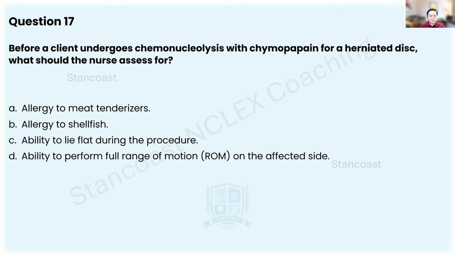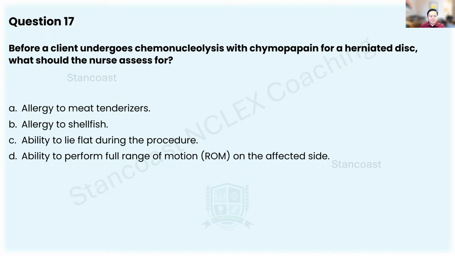Okay, remember about the chemonucleolysis. We are going to inject, or the medical provider will be injecting, that enzyme that will lyse the diseased gel structure, the herniated disc, I should say. So I'm seeing letter D and B.